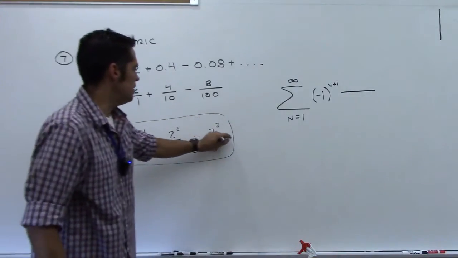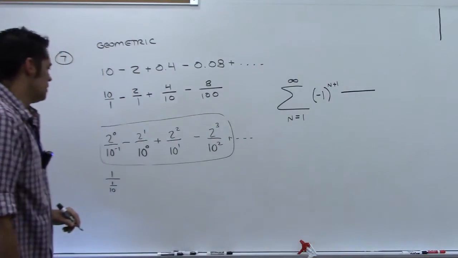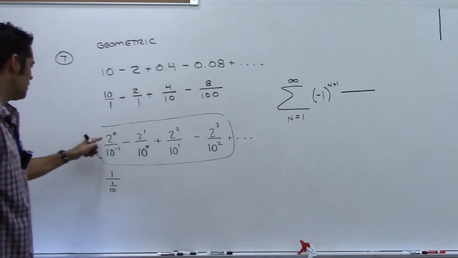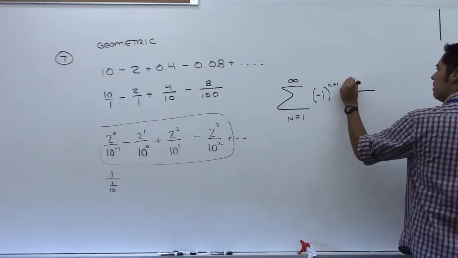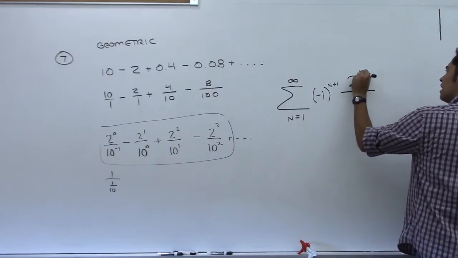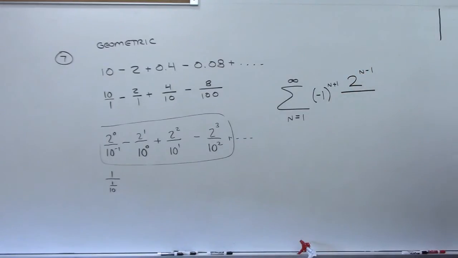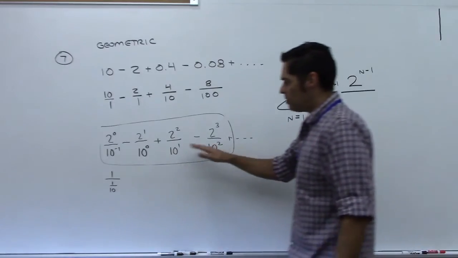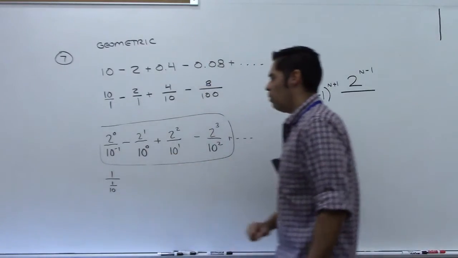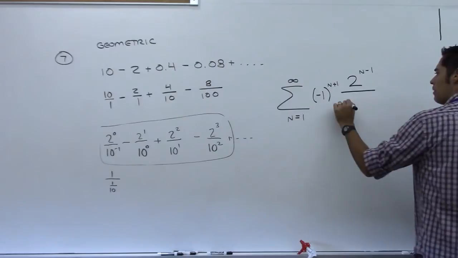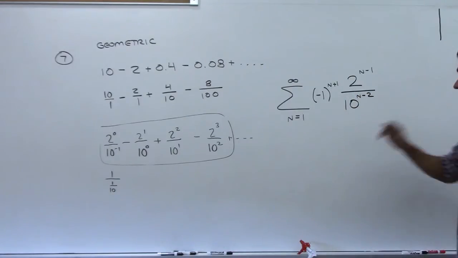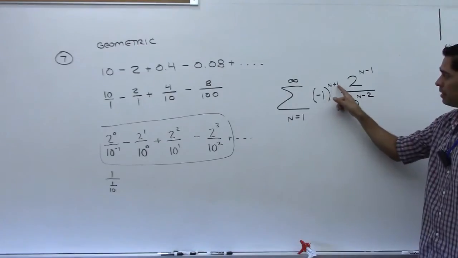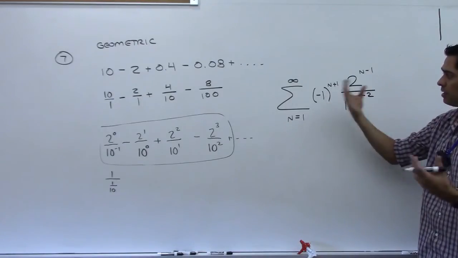Now, of course, it continues forever. So looks like I've got powers of 2 starting at 0. To make that happen, 2 to the n minus 1. On the bottom, I have powers of 10 starting at negative 1. To make that happen, I've got to go 10 to the n minus 2. So let's just check it. If I plug in 1, I already know I'm going to get 2 here, and that's going to square. It's going to give me a positive.